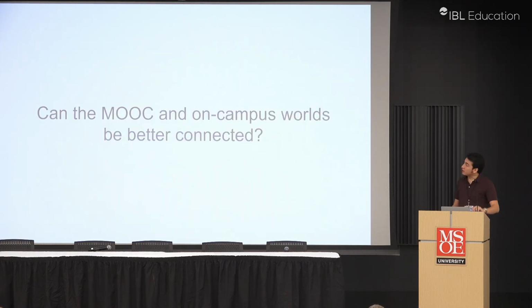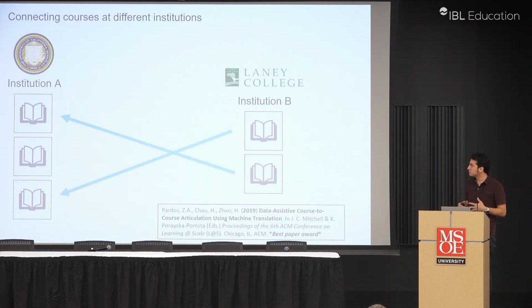Okay, so wrapping up here, can this MOOC and on-campus world be connected? Because there are exciting things going on in both places. And one place to look for that is ways in which we've connected courses at different institutions. So this is still in the on-campus world, but we're connecting a course from, let's say, Laney College to a course at Berkeley. This is called course articulation, using enrollment patterns and catalog descriptions to do that matching.